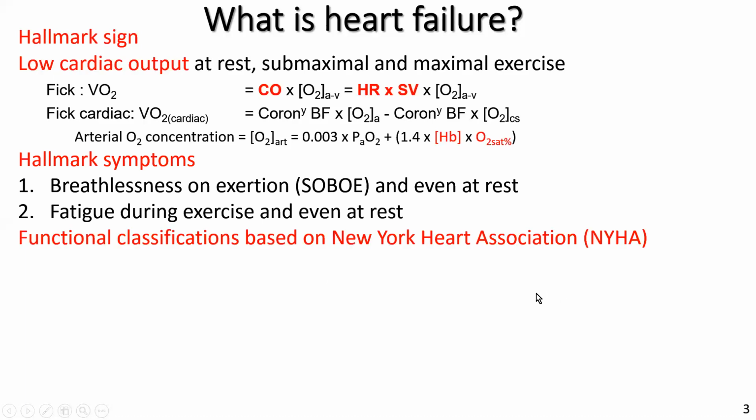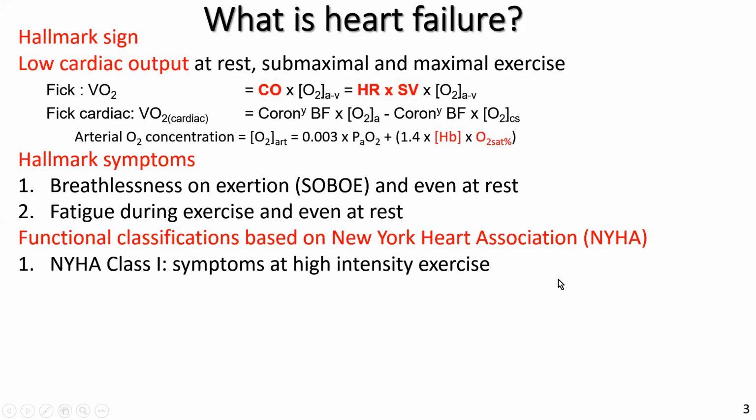Now we come to the functional classification scheme. The most universally supported scheme is that published by the New York Heart Association, NYHA. So New York Heart Association Class 1, which are the high-level clients, the functioning clients, these clients only have symptoms at high-intensity exercise, and you can exercise them almost as if they're normal, provided they don't have other comorbidities that need to be addressed. So these are essentially normal, and you can treat them as basically healthy people, although they've got a history of heart disease.